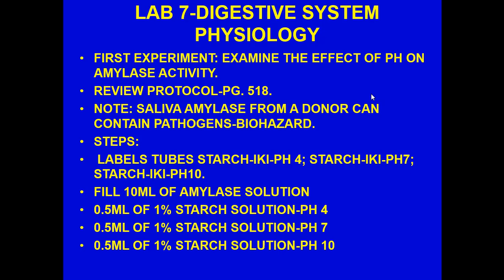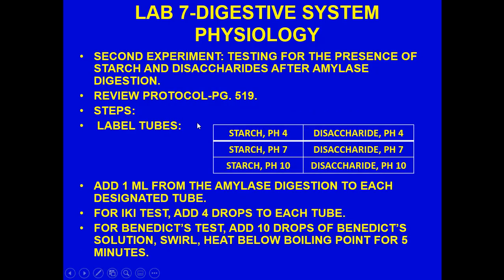As you notice, people will label the tubes. That helps, cuts down on a lot of confusion. And what you have are tubes that are basically identical, except for the only change, and that is the pH of the environment. Starch and IKI at pH 4, at pH 7, and at pH 10. You fill with 10 mils of the amylase solution, and you review.